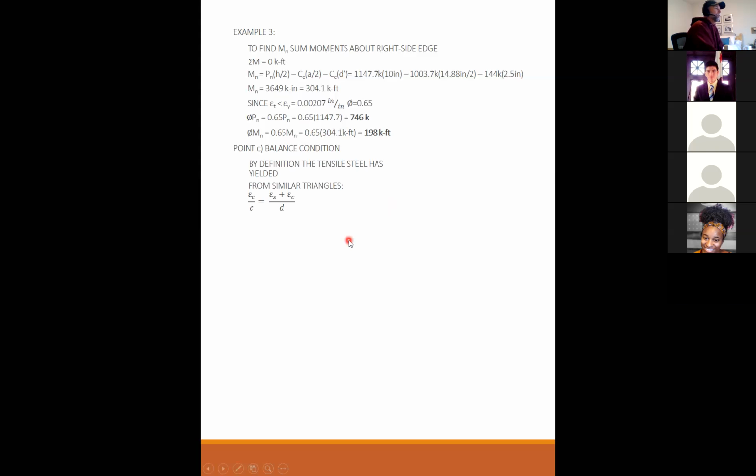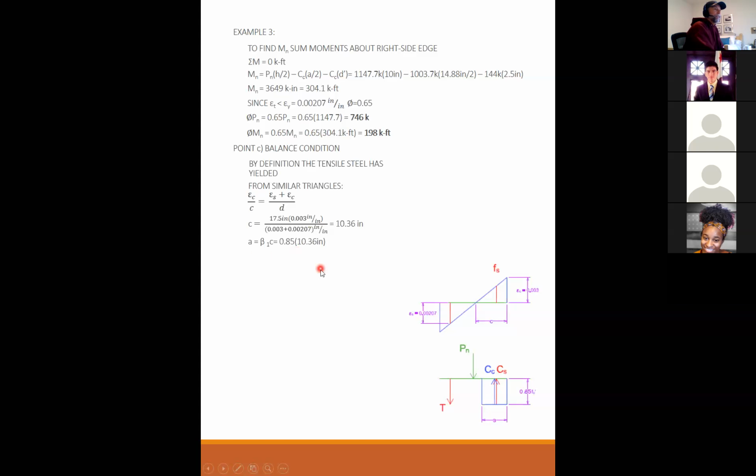Okay, so we can use similar triangles, and epsilon sub c over c is equal to epsilon sub s plus epsilon c over d. And here's our diagram. So epsilon sub s or epsilon sub t we know is 0.00207. Concrete we know is 0.003. What we don't know is what c is. So we use this to solve for c. C is equal then, and I plug in all my values, 10.36 inches. A is beta 1 times C. 0.85 times 10.36 is 8.80 inches.